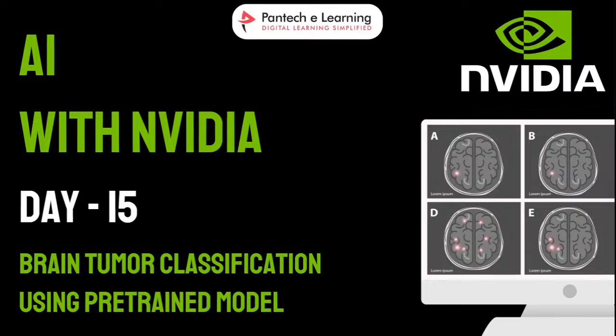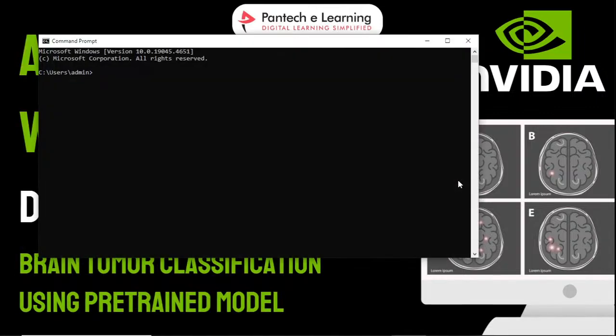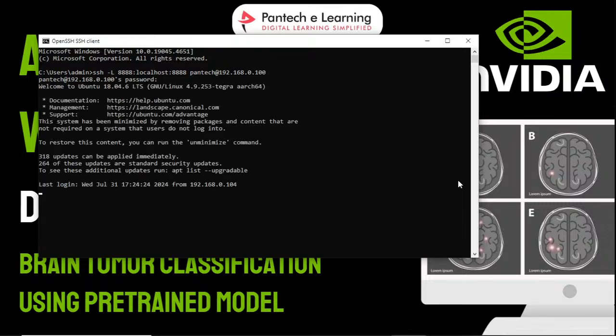As you all know, let me connect to our Jetson Nano using the SSH protocol. I'll go for ssh -L. What's the command? I think I have forgotten. Can you guys tell me? ssh -L, the port number, colon localhost, colon 888, then pantech at 192.168.0.100. Okay, so we have connected now.